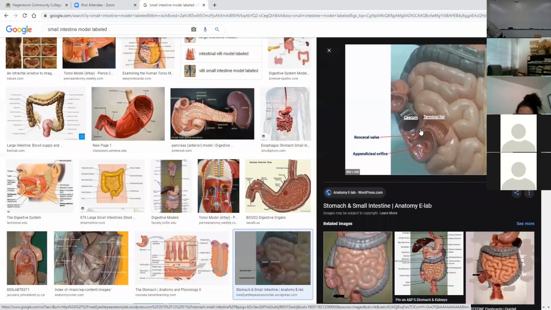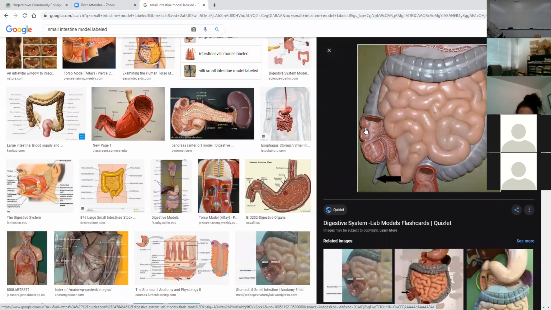So here's the ileocecal valve right here between the terminal ileum and the large intestine. And just inferior to the ileocecal valve is this blind-ended sac called the cecum. Well, this one's a little better over here, I think. This blind-ended sac right here is called the cecum. And hanging off the cecum is this thing right here, which is the vermiform appendix.